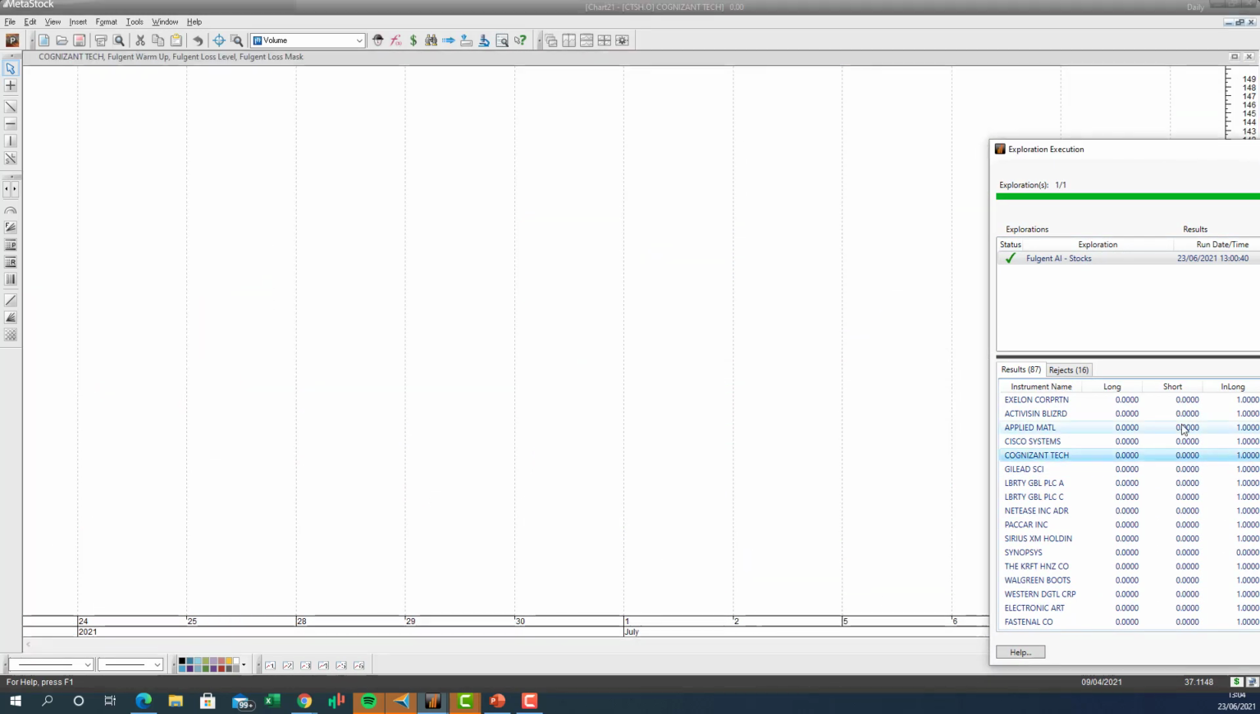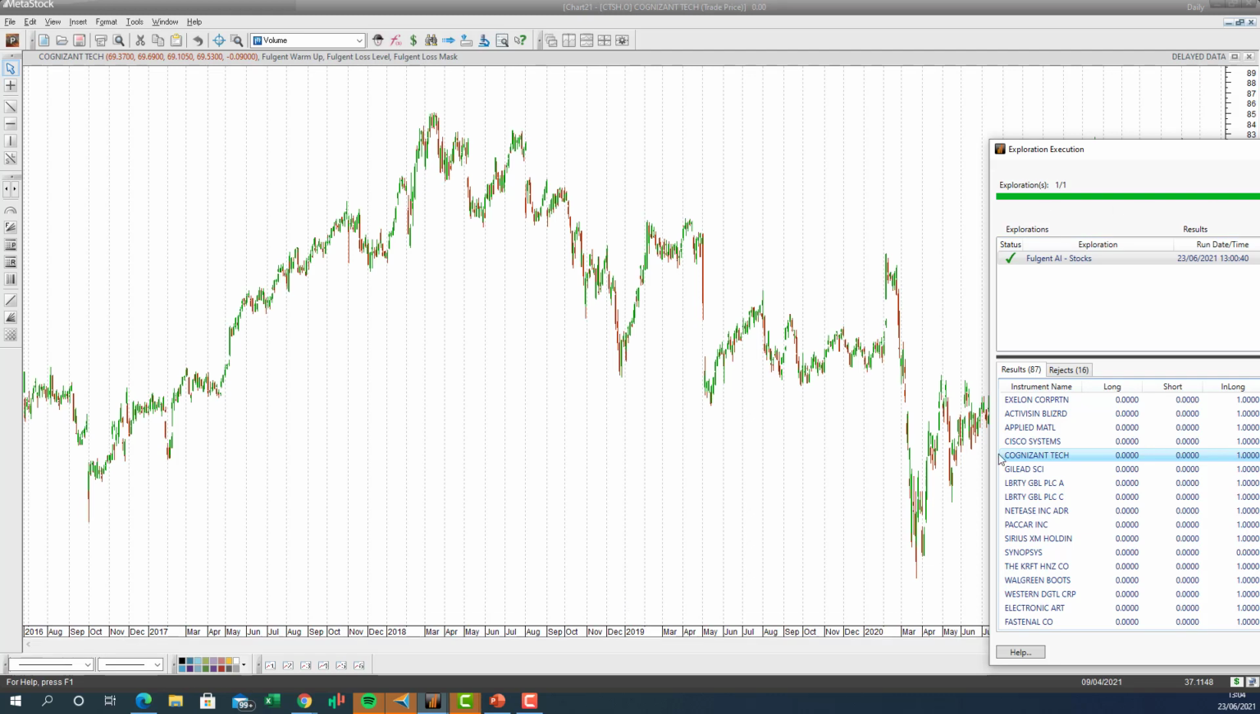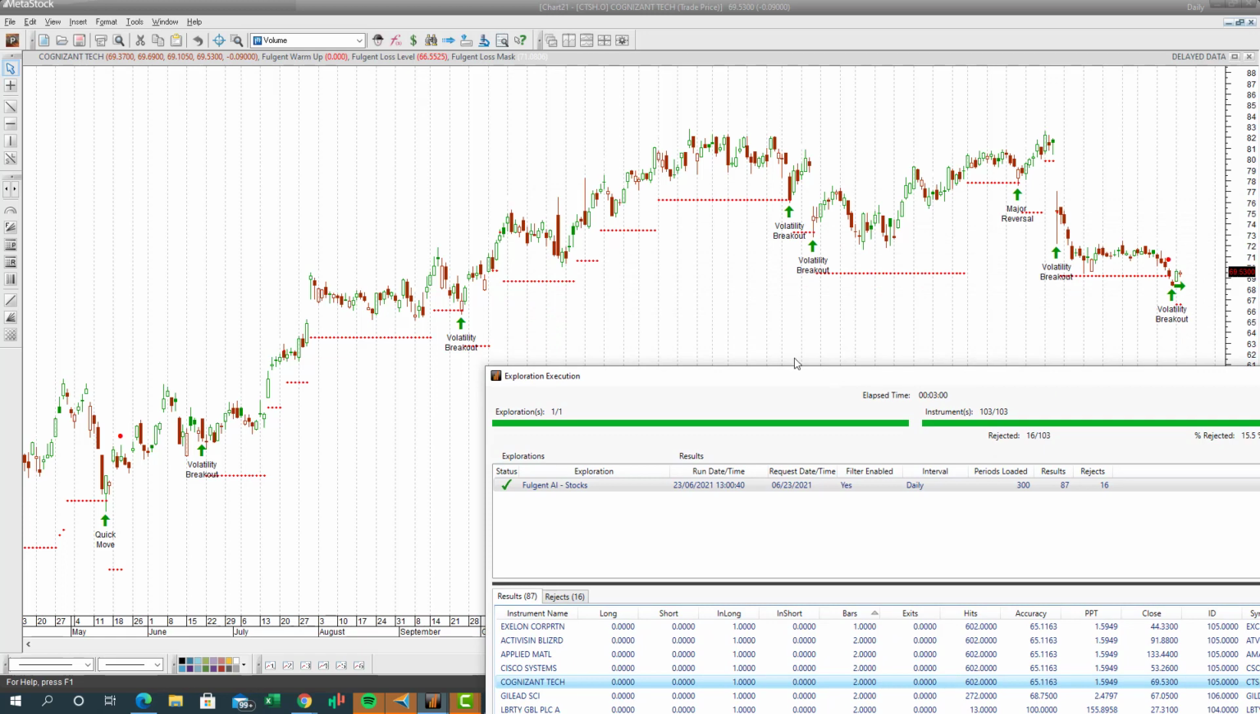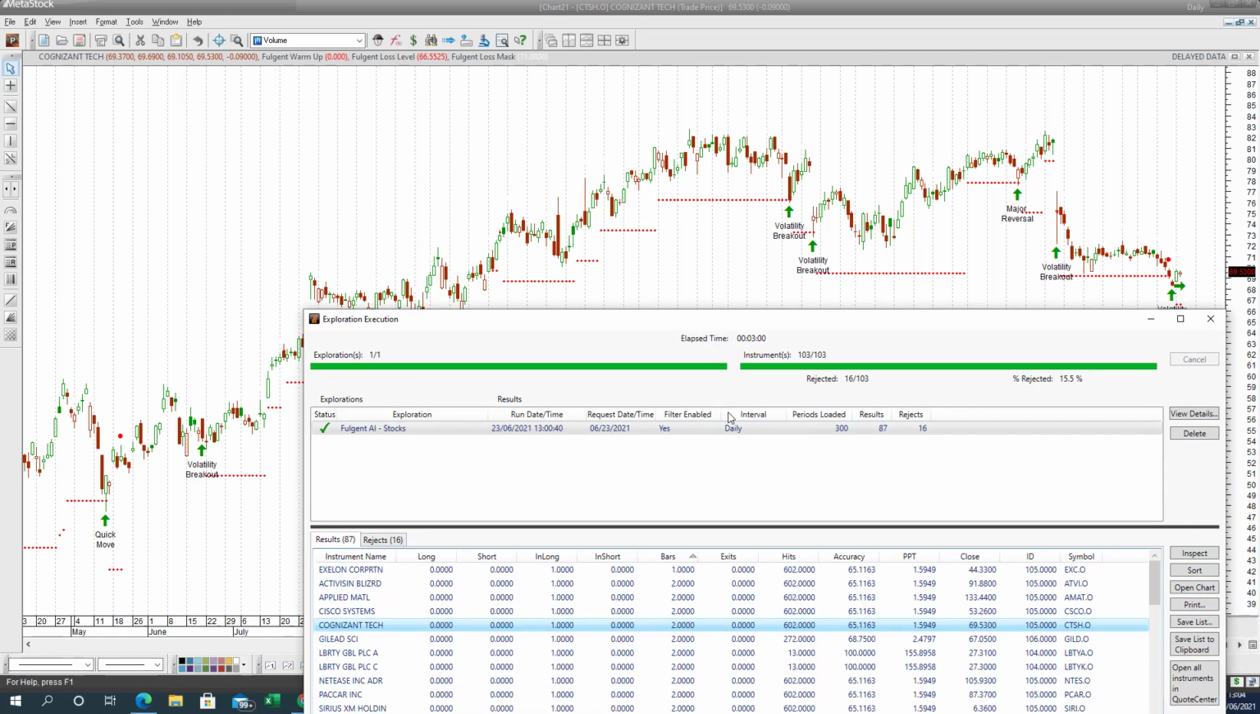Cognizant Technologies, another one. This one is, let me just see, bars. Also 2 days in the trade. So you can see there's a lot of new fresh trade ideas. Volatility, huge move in May, quick move, volatility breakout in July, August, September, another huge move, volatility breakout, huge gap down, now volatility breakout after it hits the stop loss there. So it'll be interesting to see if that one has a follow through or not.